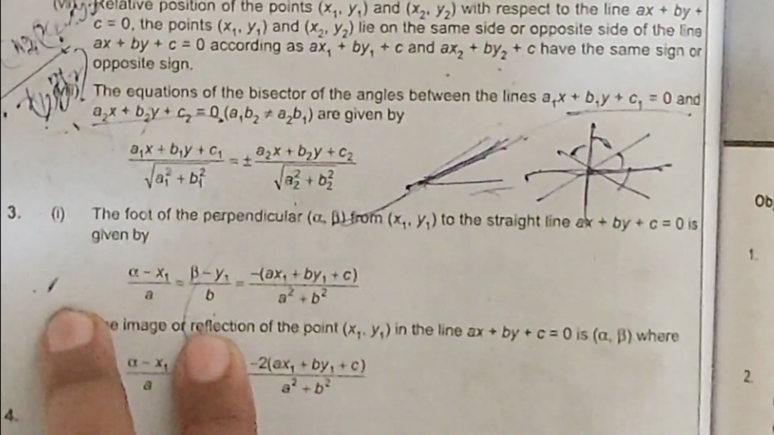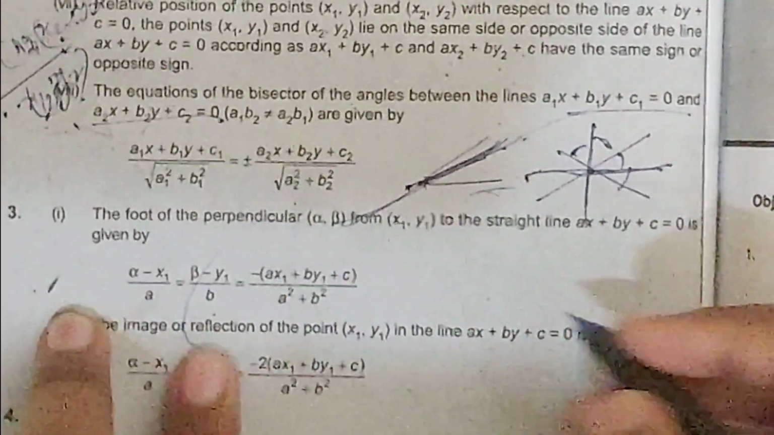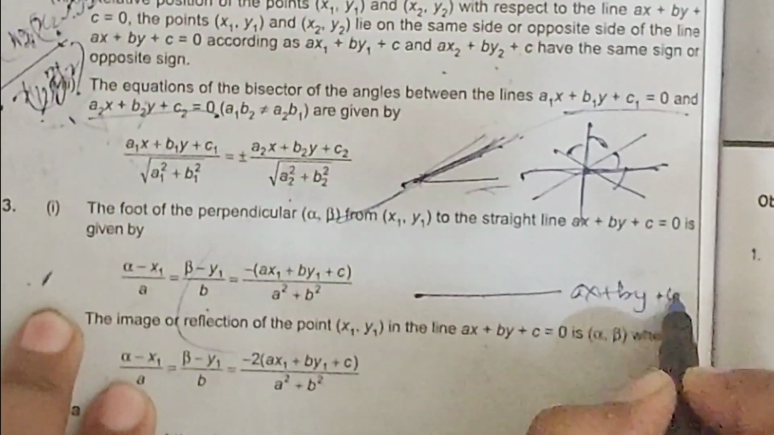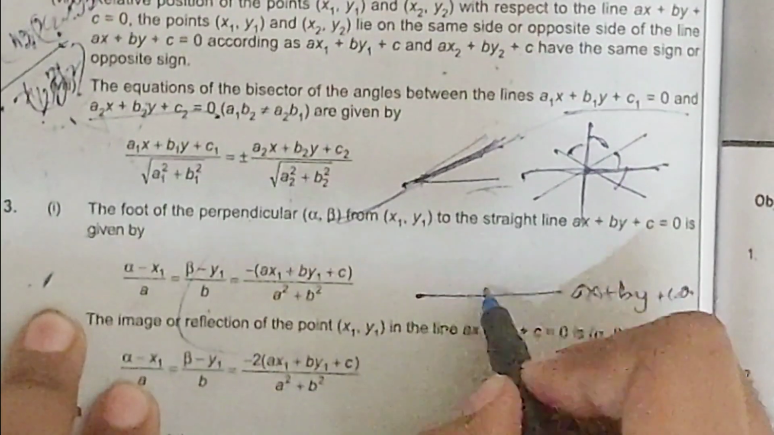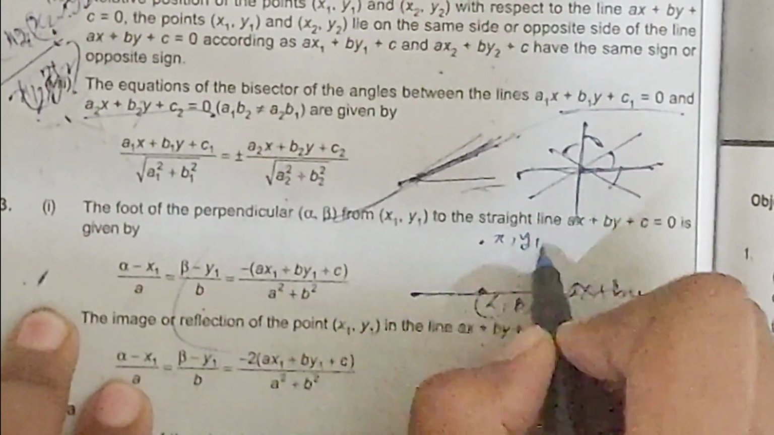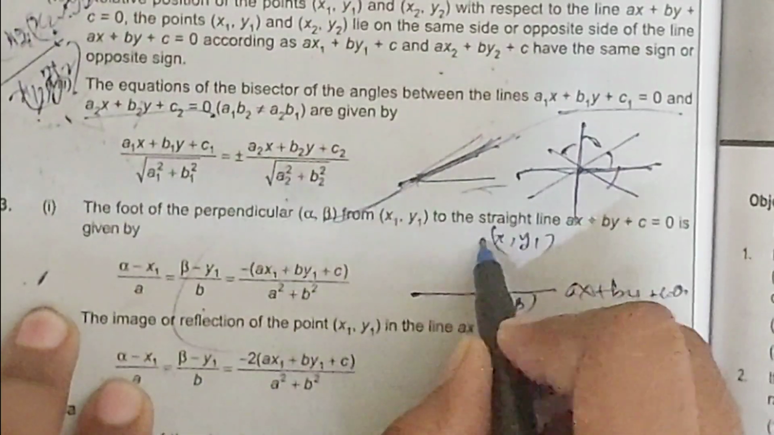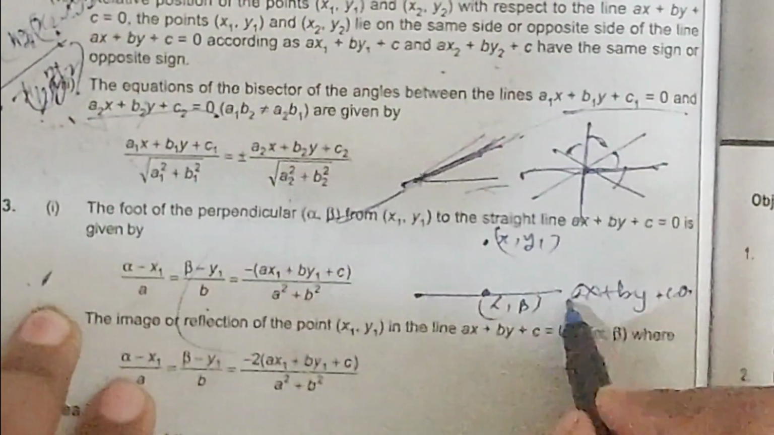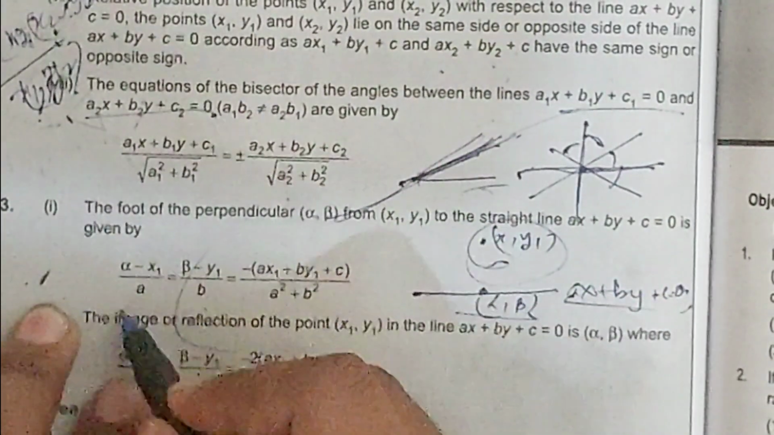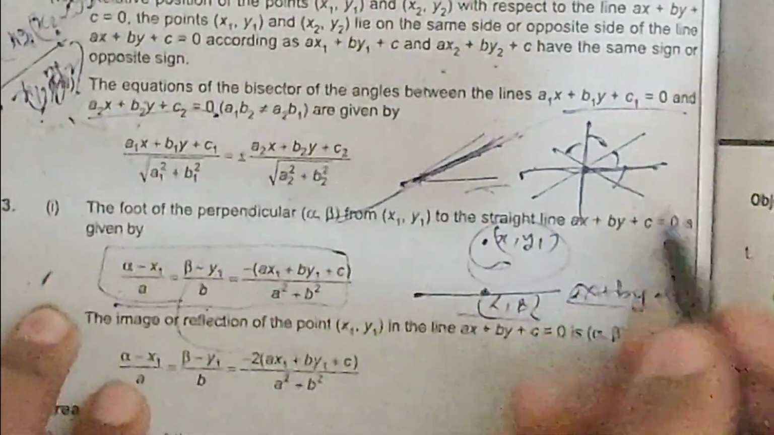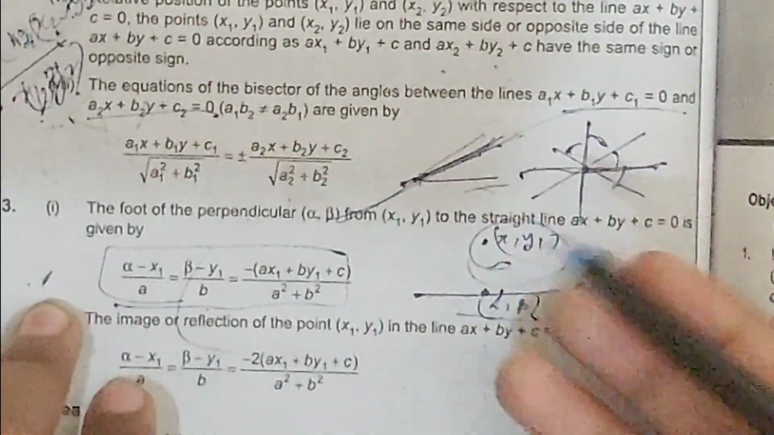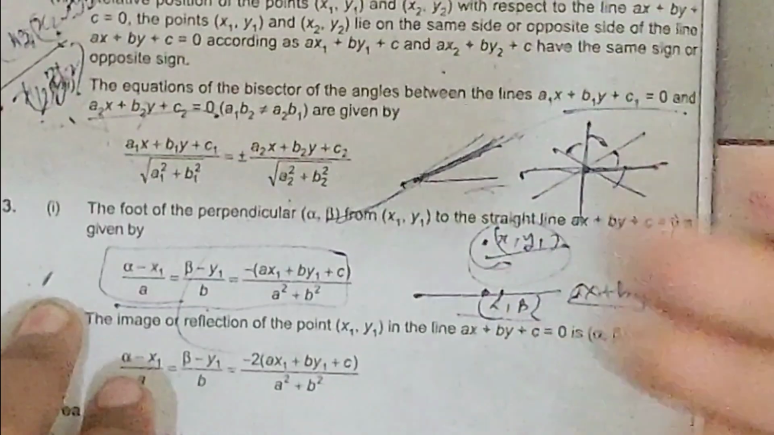The foot of the perpendicular from this point to the straight line is given by this. So this is the straight line ax plus by plus c is equal to 0, and the foot of the perpendicular is alpha beta from some point x1 and y1. If you have been given the equation of the line, then you can easily find this equation. This is the very simple equation. By putting the values, you can find the value of alpha beta. If you have alpha beta and you are missing this, then you can find the value of this.